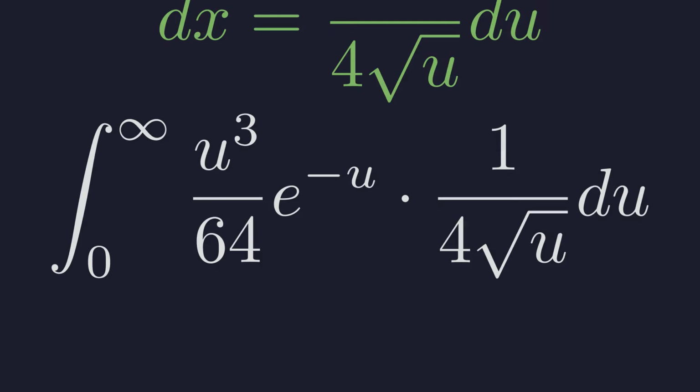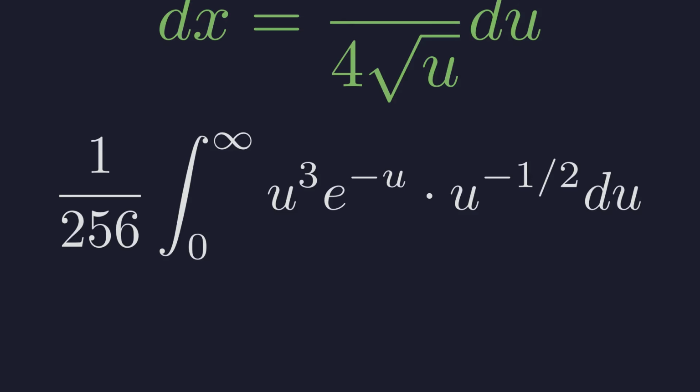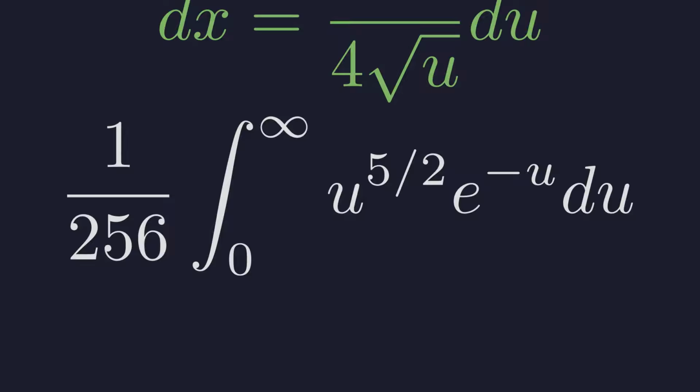Now we identify the constants that can be factored out of the integral. 64 times 4 is 256. We extract this fraction and write the square root term as a negative exponent. Finally, we combine the powers of u using the laws of exponents. 3 minus 1/2 equals 5/2. This is the simplified form we need, and it's starting to look very familiar.